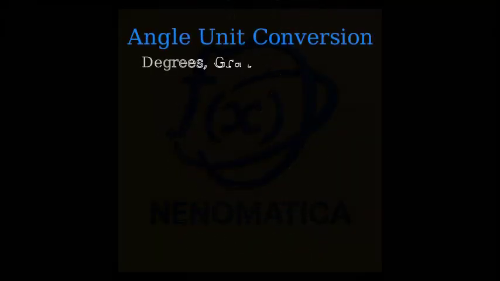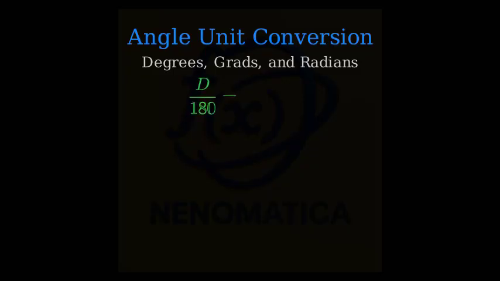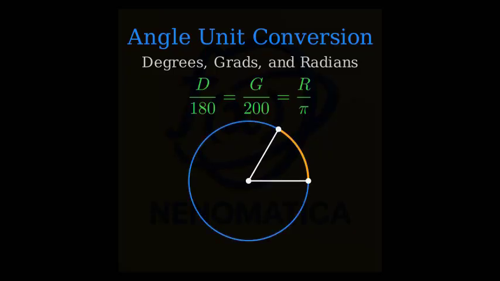In this lesson, we will derive the conversion formula between degrees, grads, and radians. Our goal is to prove that d over 180 equals g over 200 equals r over pi. We start with a circle of radius r and a central angle theta, labeled AOB. We mark the radius, the two radii to points A and B, the arc AB, and the central angle theta.